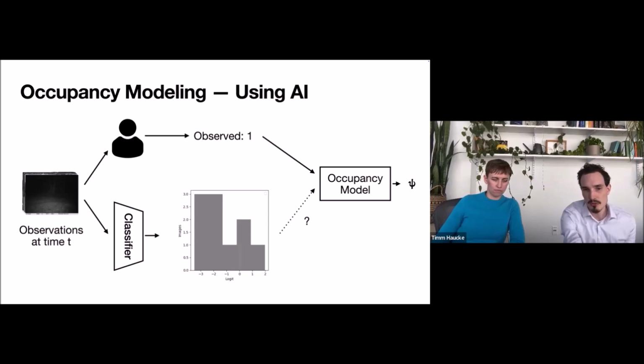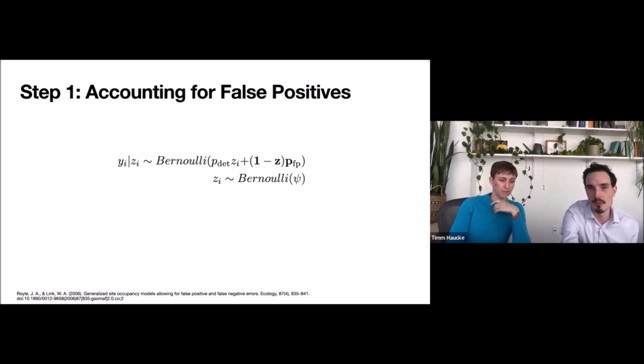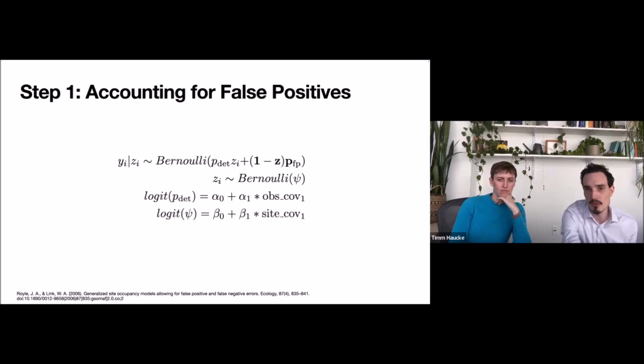And the first difficulty is no matter how you choose your threshold, no classifier is perfect, right? And so you're always going to have some false positives. So observations that don't actually show your species of interest, but according to your classifier, they do, right? And so the first thing we have to do is account for false positives. And usually this is done by introducing an additional false positive probability given your site is unoccupied, right? So this is the bold part right there. And the rest is basically unchanged.